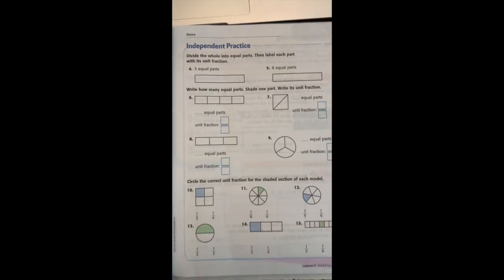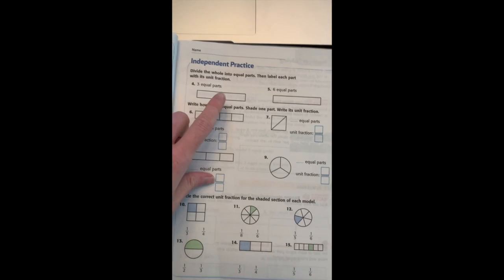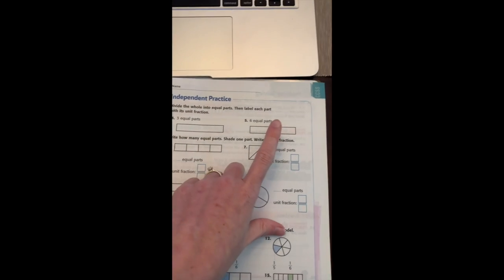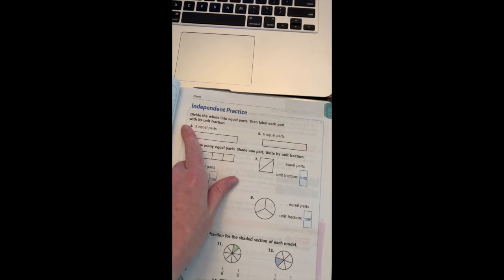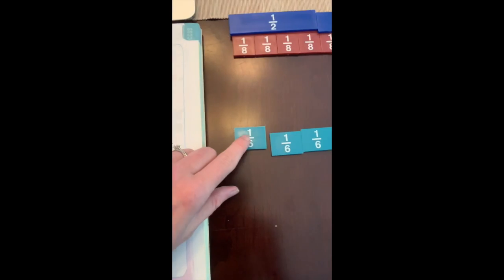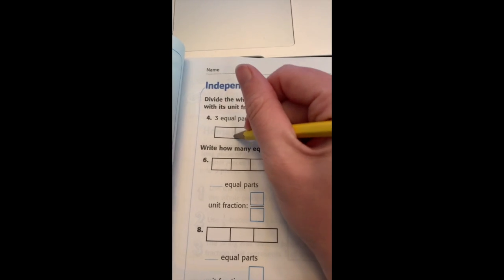Fantastic. Next page. Last page we're doing together. Divide into 3 equal parts, divide into 6 equal parts, and then label each part with its unit fraction. So like 1/6. Okay, thirds. Do the best you can.